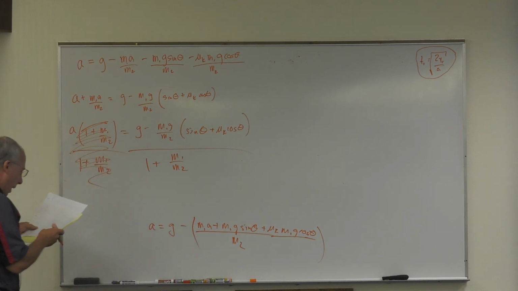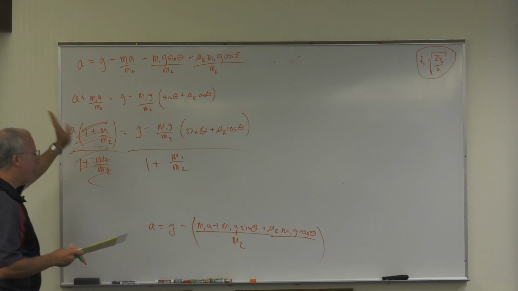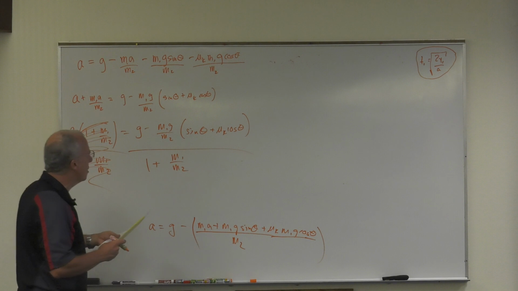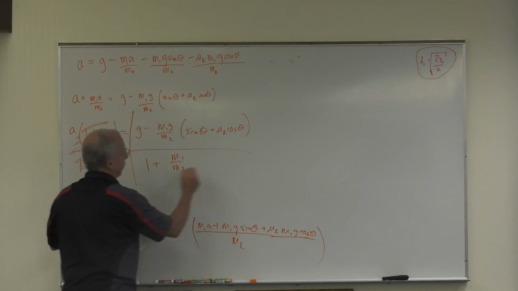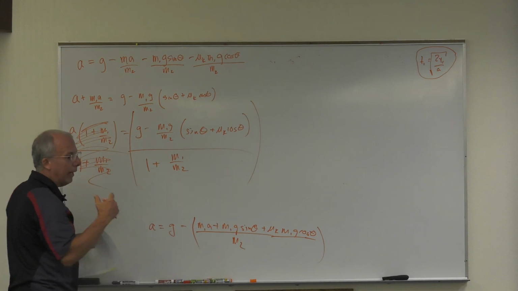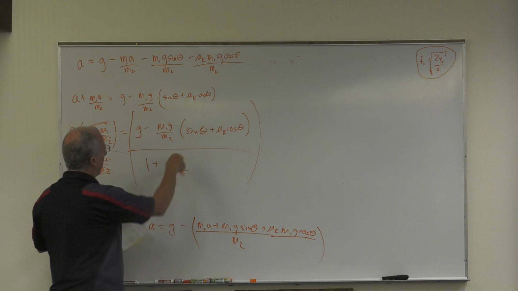Okay, and there's our equation. Whoa! And I'm done, right? I mean, I could simplify it more. Let's just simplify it a little bit more, just for fun, you know? Math is fun, right? Let's multiply top and bottom by M2, just so we get rid of these stupid fractions, right? So multiply top and bottom by M2.